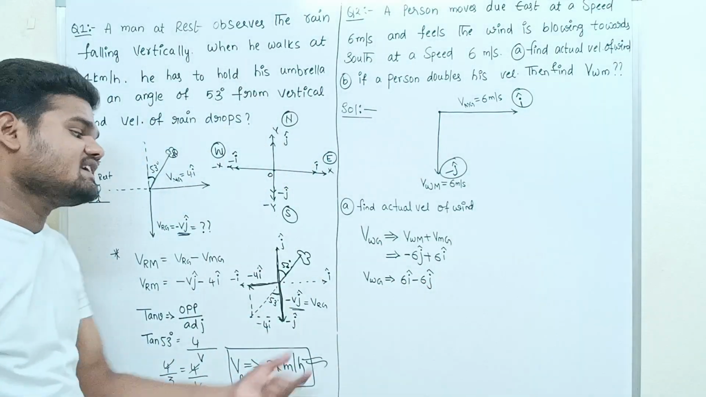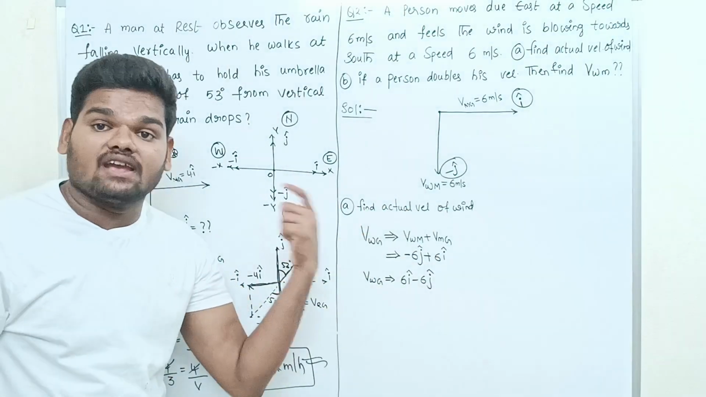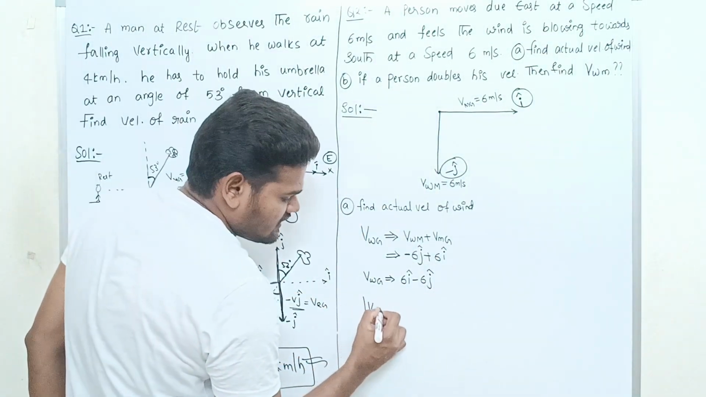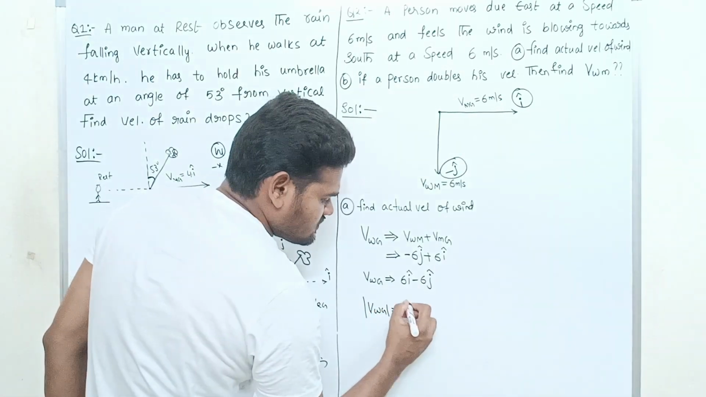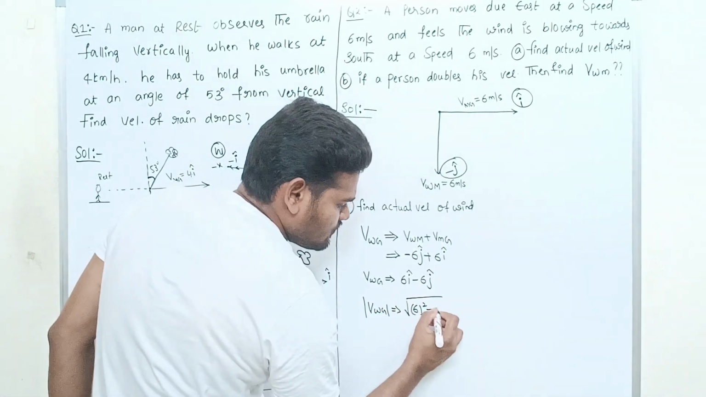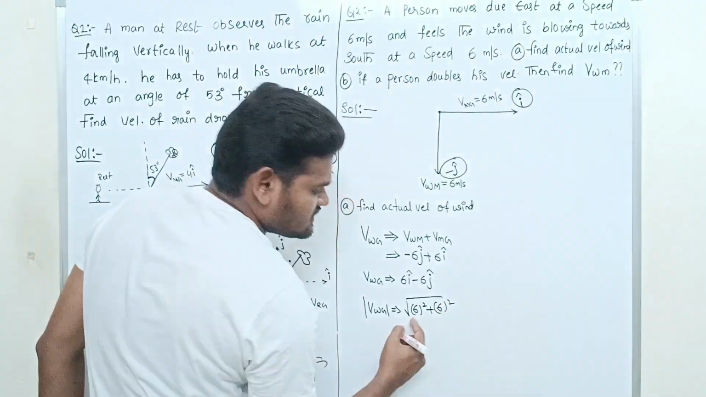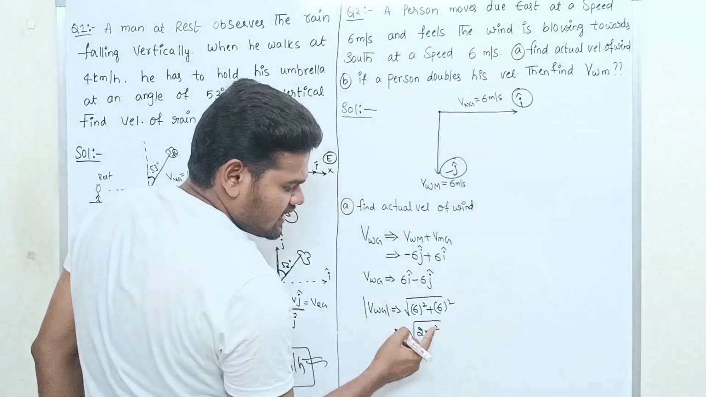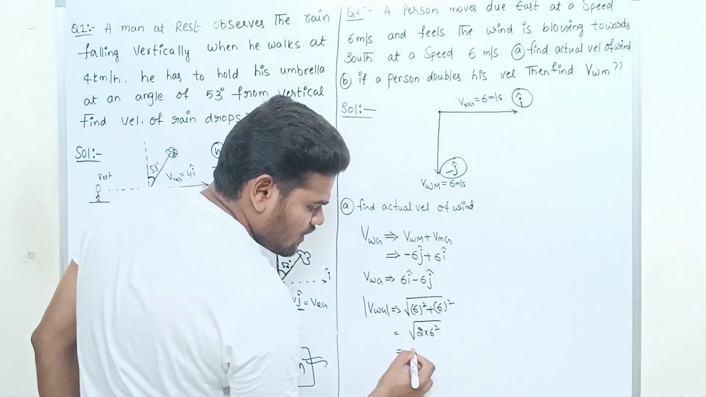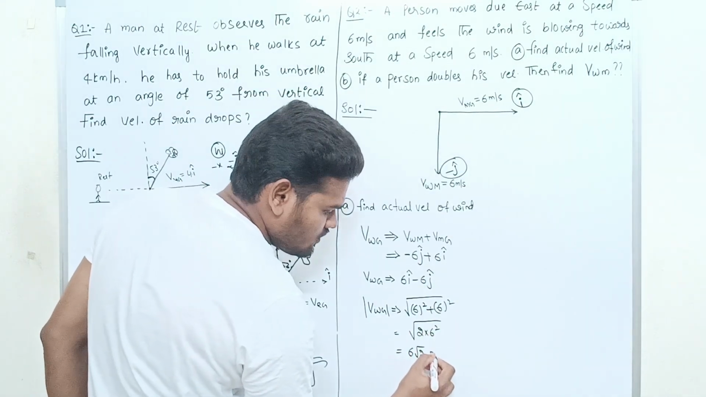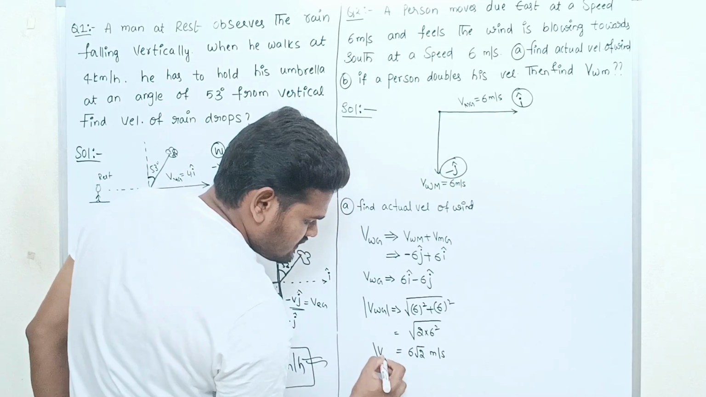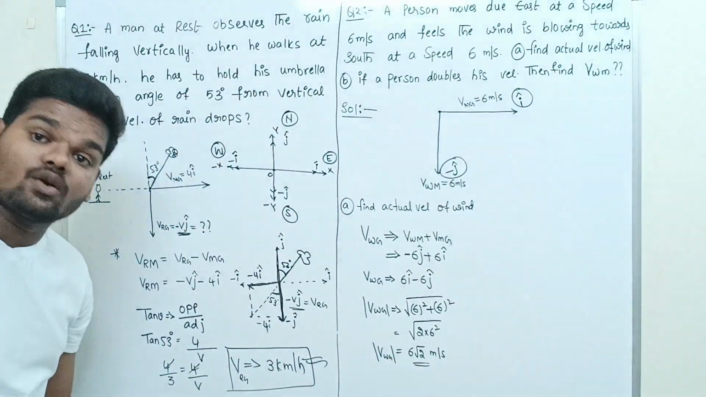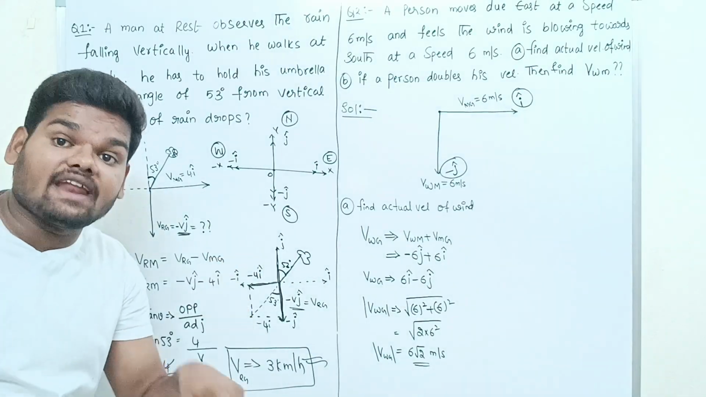What are they asking? Actual speed or velocity. For speed, just apply the magnitude. That is equal to the square root of 6 squared plus 6 squared, which is 2 into 6 squared under the root. The square root cancels out and 6 comes out of the root, so 6 root 2 meter per second. So the velocity of wind with respect to ground is 6 root 2. In which direction is it blowing?